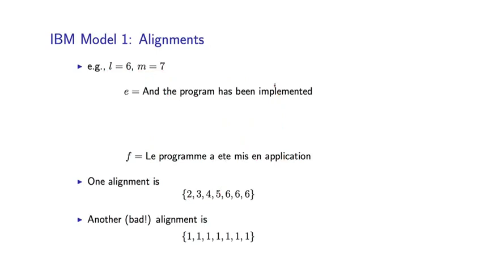Let me show you another possible alignment. So this one down here is just saying that every French word is aligned to English word 1, so we can draw it as follows. Okay, so again, each French word is aligned to a single English word. In this case, they're all aligned to word 1 on the English side. This is clearly a very bad explanation of the translation in this case, so it's a very bad alignment.